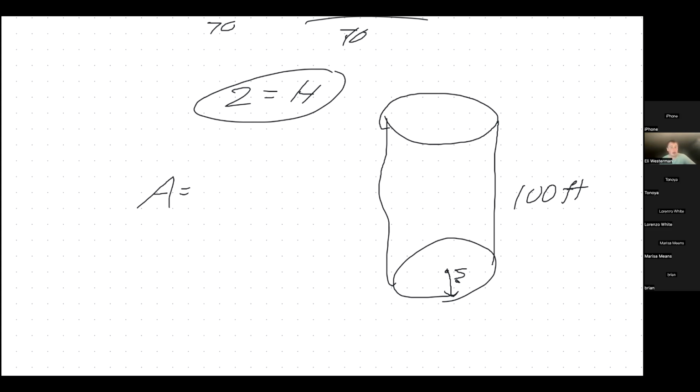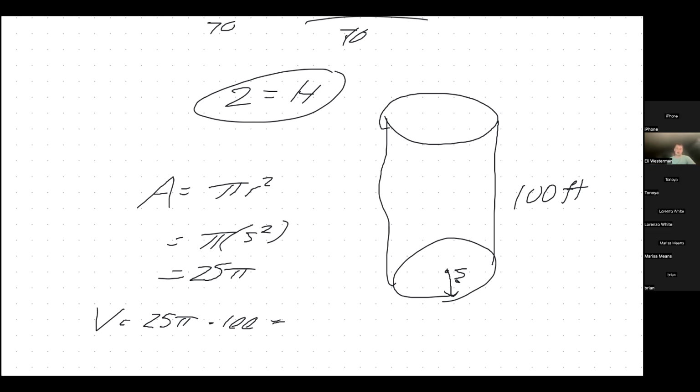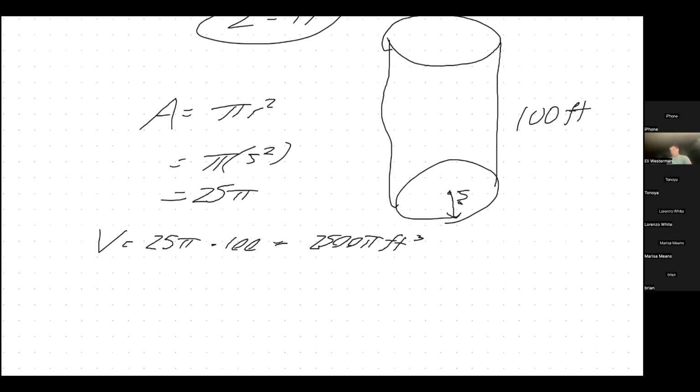So we go pi r squared. Area equals pi times 5 squared. Area equals 25 pi. Now for the volume, we've got to multiply 25 pi times 100. I realize I just made myself a big problem because this is going to be a big one. But the answer is going to be 2,500 pi feet cubed. That's because we find the surface area of the circle, and then we multiply it by the height.